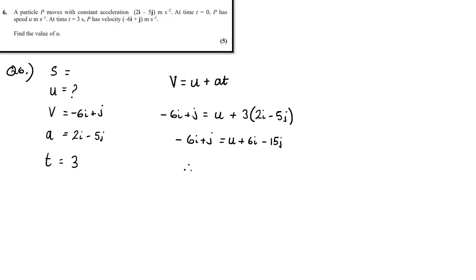So u is going to be equal to, I need to subtract 6i off both sides of the equation. So minus 6i minus another 6i gives us minus 12i. And then we've got this minus 15j here, so I need to add 15j to both sides. So j plus another 15j gives us 16j. And there we have it. That gives us the value of u. Because u represents the initial velocity, that should be in meters per second.